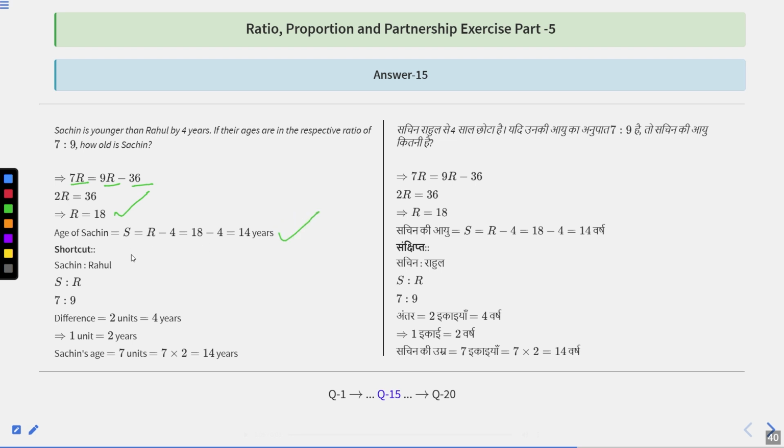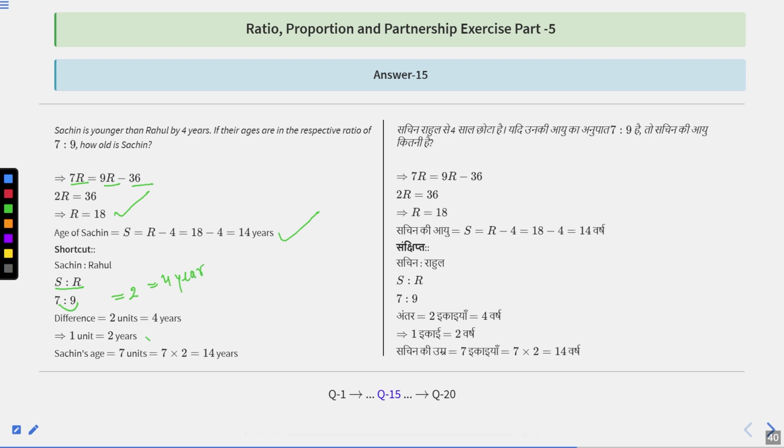Now, see a shortcut to solve this type of question. We know that the ratio of Sachin and Rahul is 7:9. So what is the difference between the units of Sachin and Rahul? It is 2 units. And the question says Sachin is younger than Rahul by 4 years, so Rahul is elder than Sachin by 4 years. So these 2 units equal 4 years.